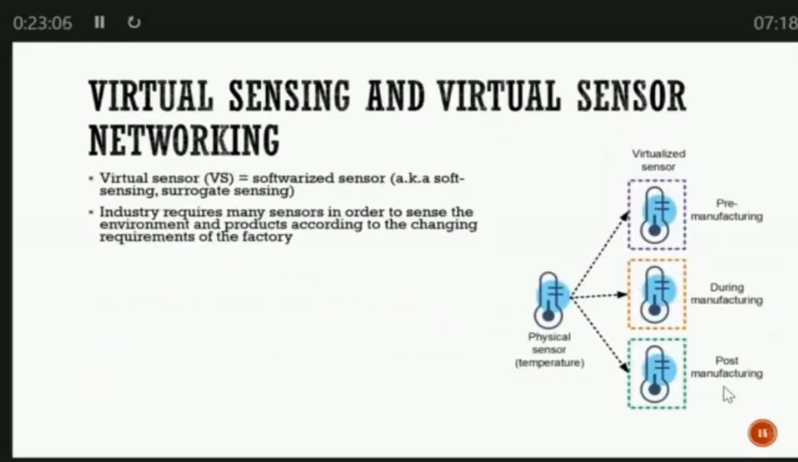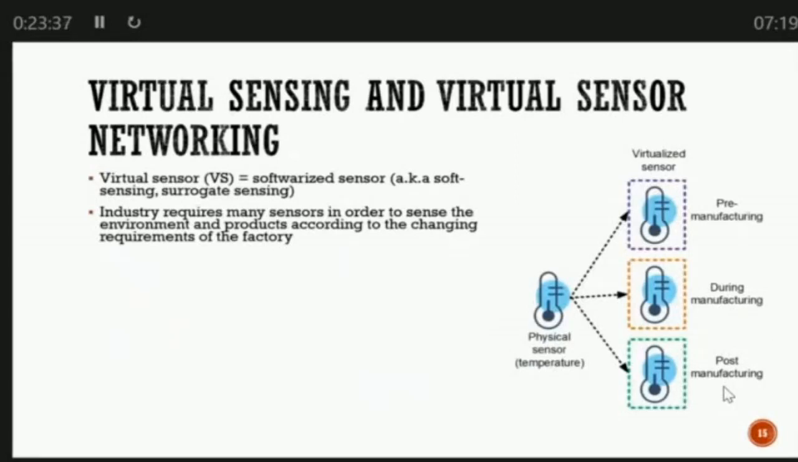This is virtual sensing and virtual sensor networking. So we just learned that there are numerous types of heterogeneous sensors that are required in an industrial setting. In many scenarios, we have the same sensor that we need for different scenarios. For all those different scenarios, is it viable to have physical sensors deployed in the industrial setting? It would cost us too much, right?